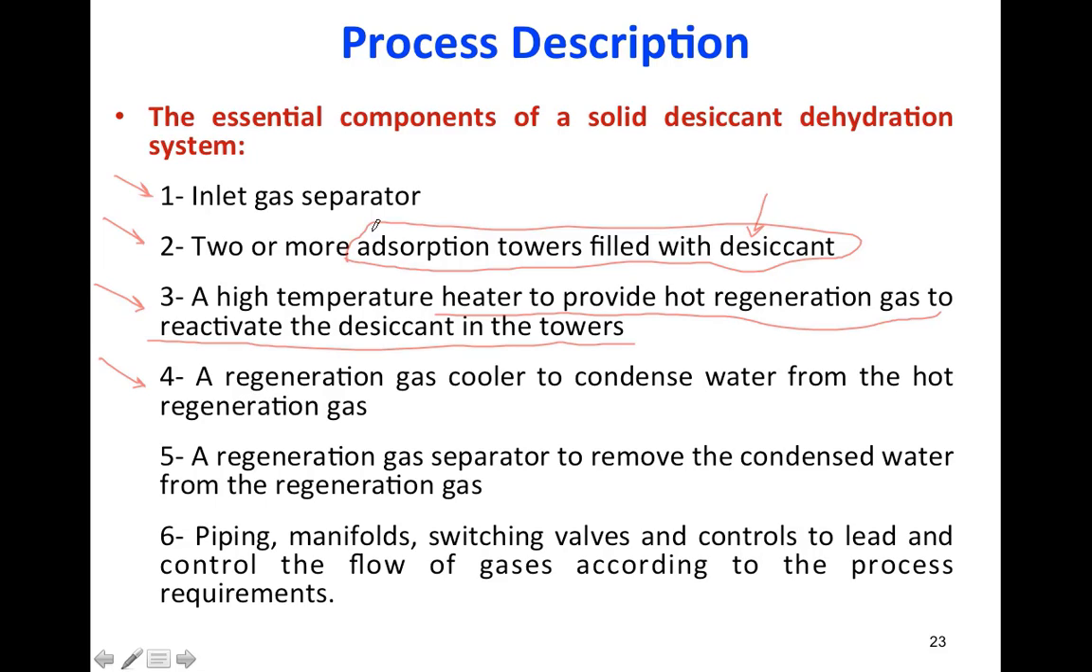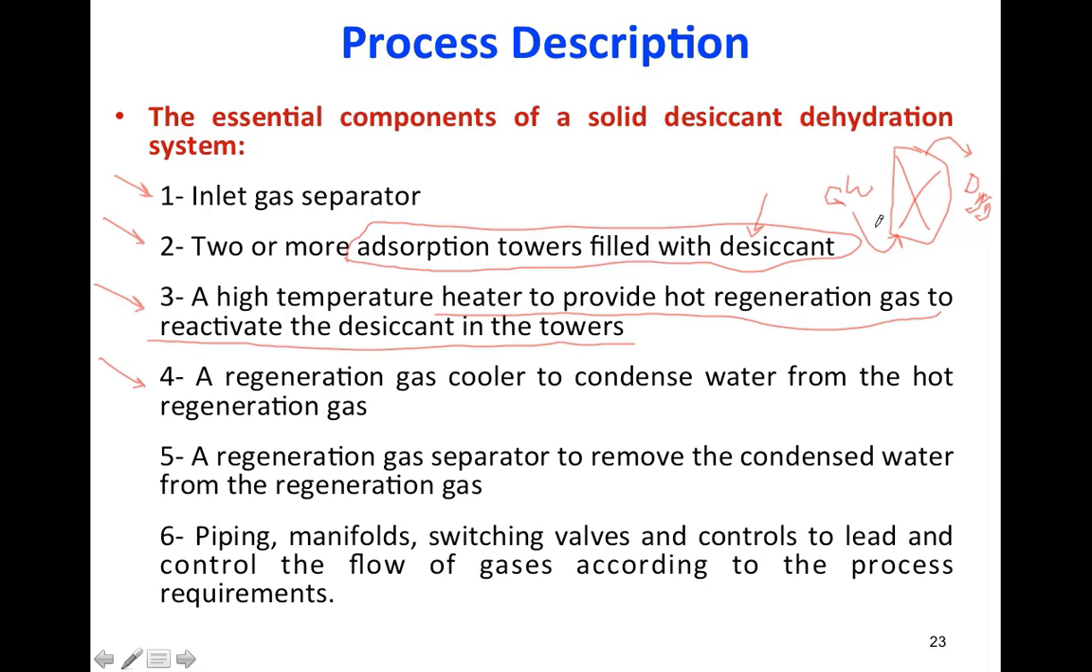Once we have an adsorption column, we send our wet gas to the column, so it's a bed of solid. My wet gas goes to the column, and then I have dry gas. Okay, dry gas. I will continue this process until the solid absorbs a big amount of water and is not able to absorb more water. So it will be saturated with water.